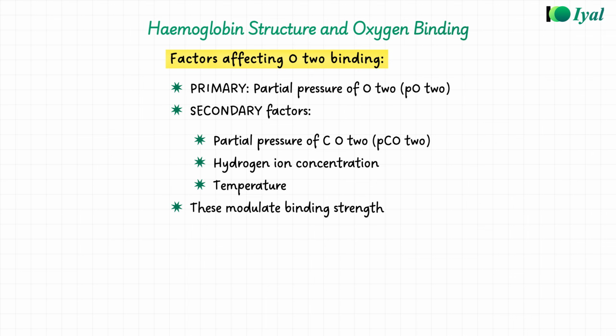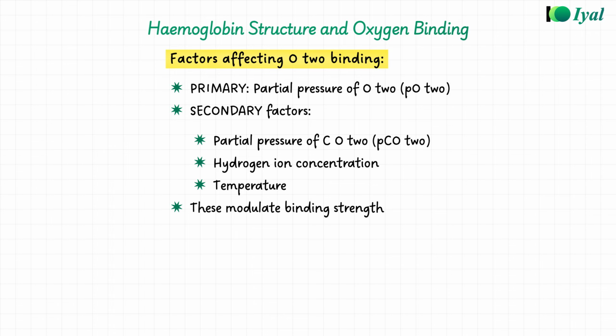Now, whether oxygen binds to hemoglobin or not depends on several factors. The primary factor is the partial pressure of oxygen. Where oxygen pressure is high in lungs, oxygen readily binds to hemoglobin, forming oxyhemoglobin. Where oxygen pressure is low in tissues, oxygen releases from hemoglobin. But there are other factors that modulate this binding. Higher carbon dioxide pressure favors oxygen release. Higher hydrogen ion concentration, meaning low pH, also favors oxygen release. Higher temperature also favors release. These factors work together. In the lungs, where conditions are favorable, oxygen binds. In tissues where conditions are different, oxygen is released.